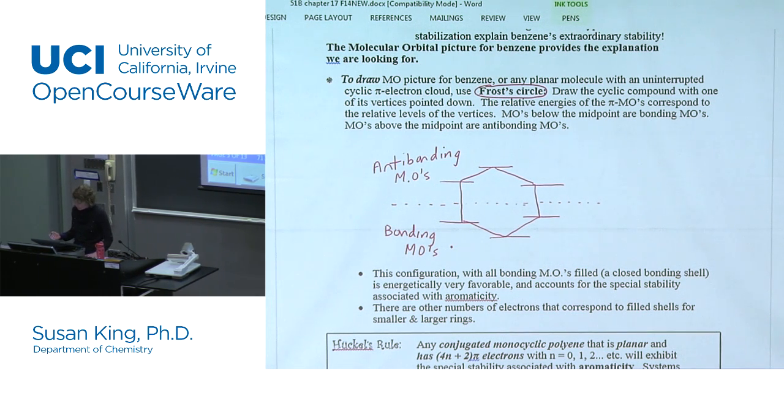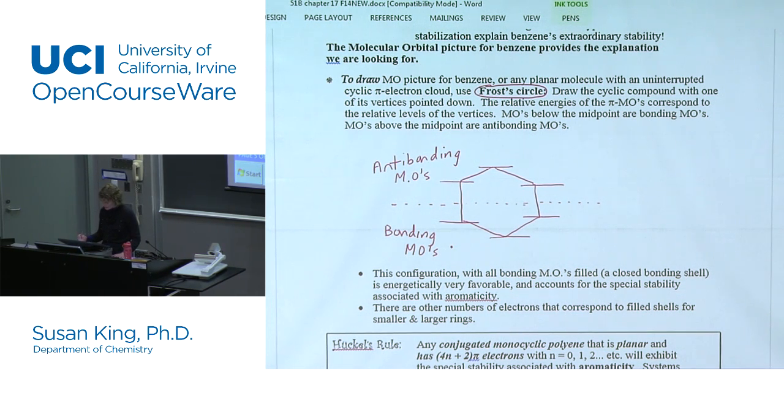All right, so what we're going to do is combine 6 p atomic orbitals. Remember, when we make molecular orbitals, we combine atomic orbitals, and however many orbitals we combine, we get that many molecular orbitals. So if we combine 4 atomic orbitals, we get 4 molecular orbitals. If we combine 6, we get 6 molecular orbitals. So we're going to combine 6 p atomic orbitals, each with 1 electron.